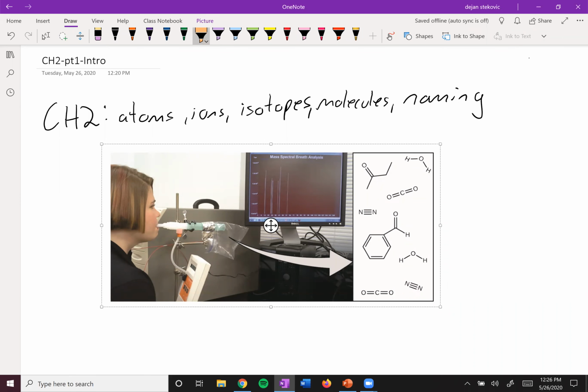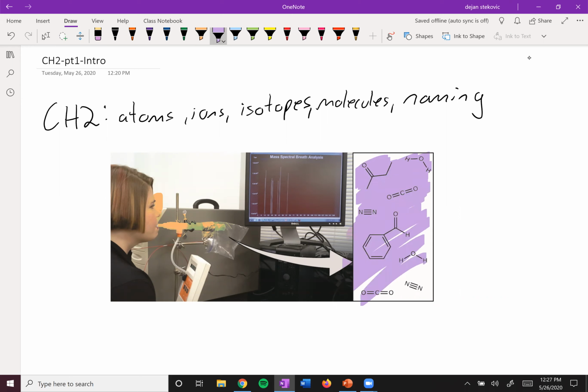All right, so welcome to chapter 2. It's going to be about atoms, ions, isotopes, molecules, naming. So let's take a look at this picture first. You can see this girl's blowing into this instrument, and it's kind of zooming in here, and we see that this is all made out of molecules and elements and ions. So we're going to start learning about those.